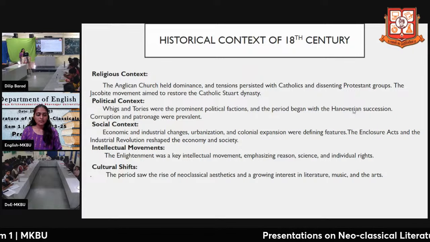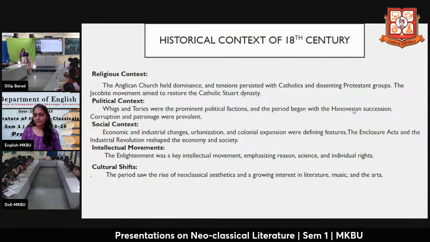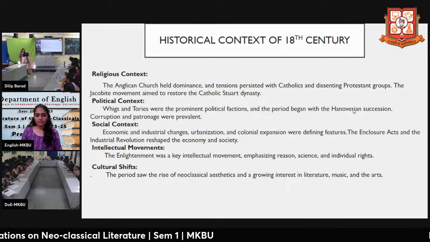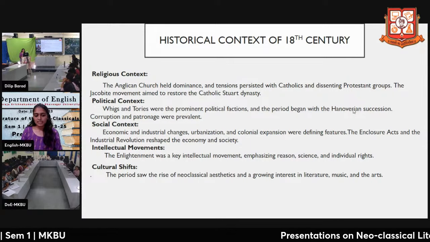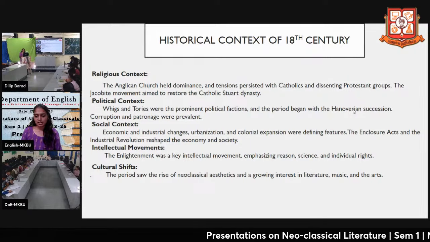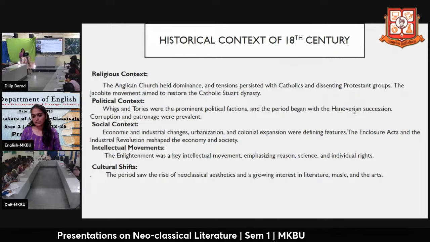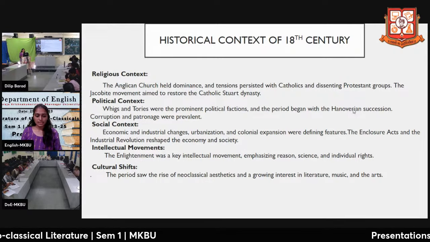Political context. Whigs and Tories were the prominent political factions, and the period began with the Hanoverian succession. Corruption and patronage were prevalent. Social context. Economic and industrial changes, urbanization and colonial expansion were defining features. The Enclosure Acts and the Industrial Revolution reshaped the economy and society.